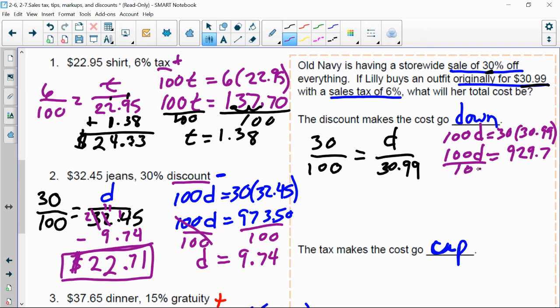Divide by 100. Notice I'm still showing all my work, even though I'm using a calculator for computation. Still showing those algebra skills in case I make a mistake. All right, this is one where you're rounding to the nearest hundredth, but because I have to go up, I have to carry this over to the tenths. Okay, so it is $9.30 that you're saving.